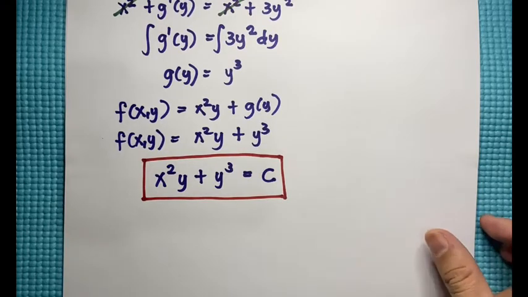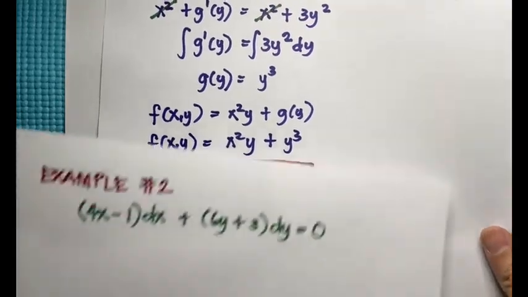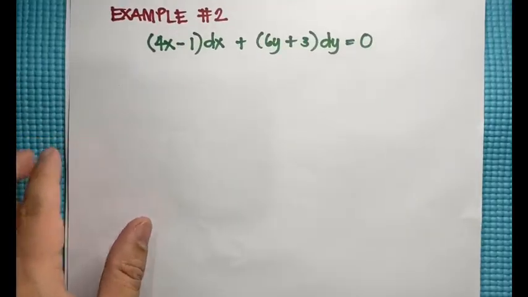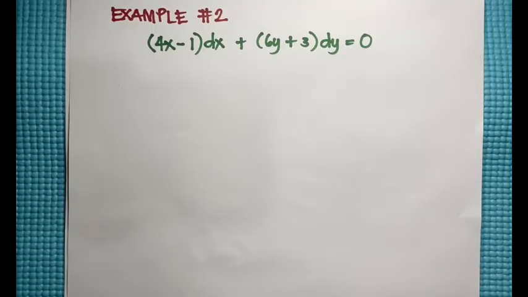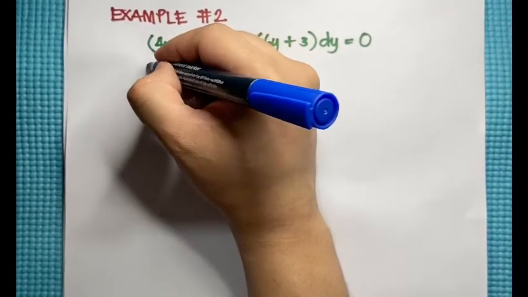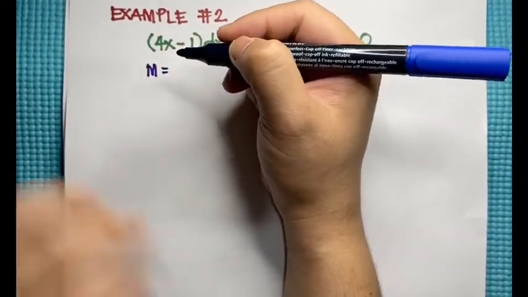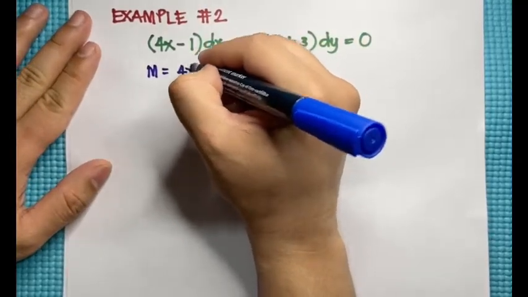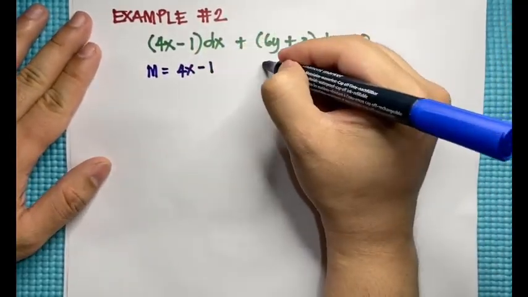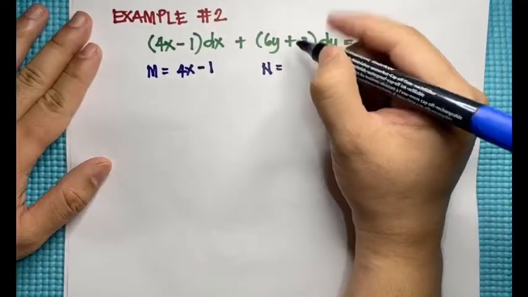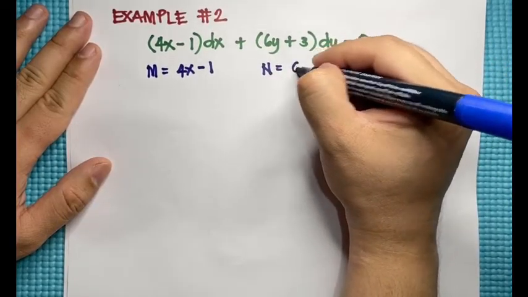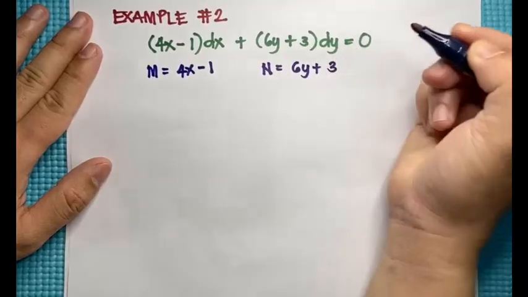So let's have another example. For the second example, we have 4x minus 1 dx, plus 6y plus 3 dy, and that is equal to 0. So in this case, our m is equal to 4x minus 1, and then n would be equal to 6y plus 3.